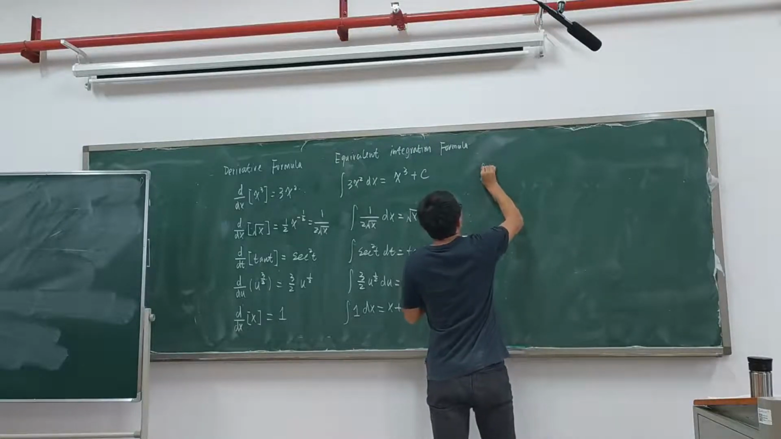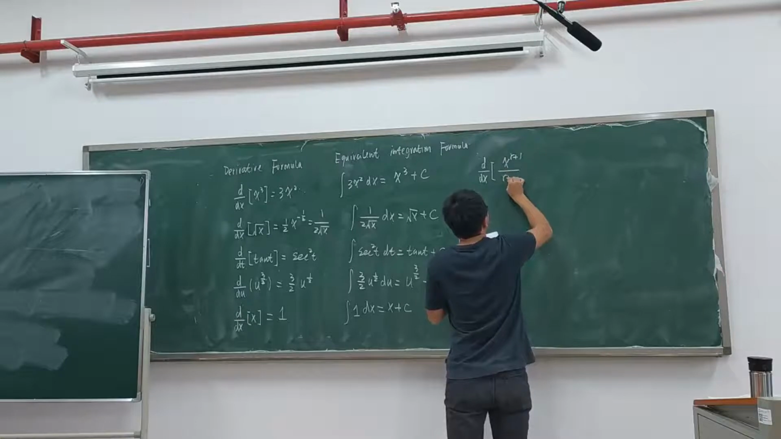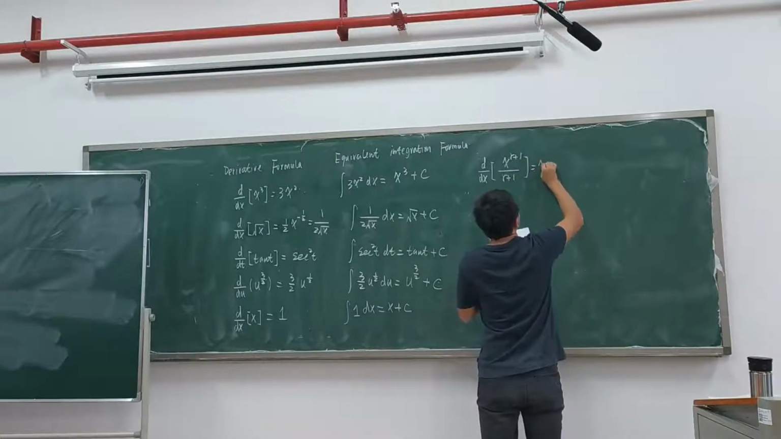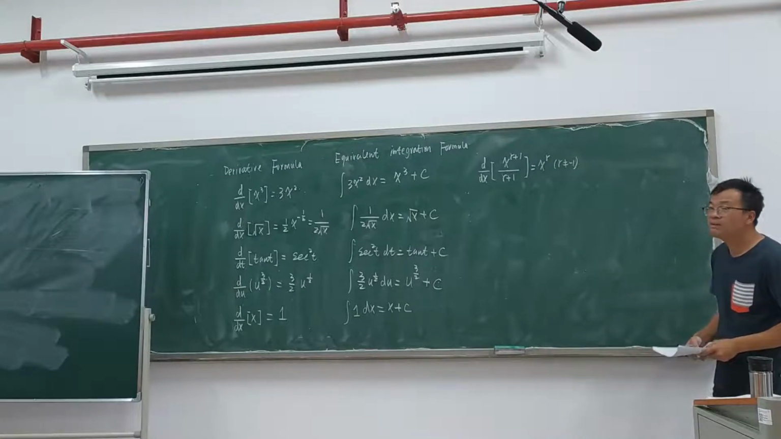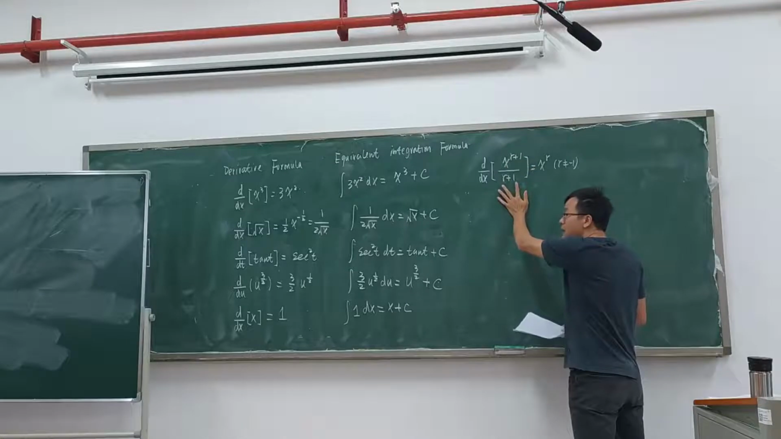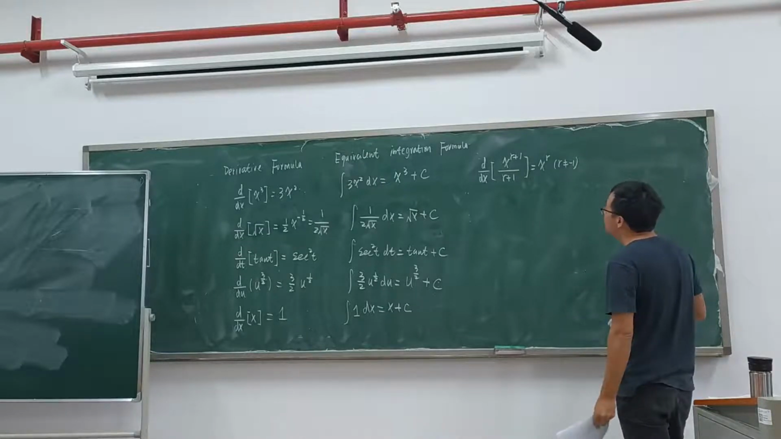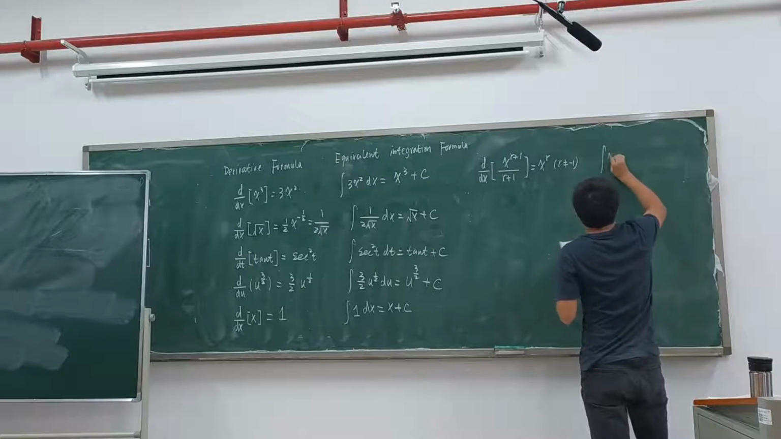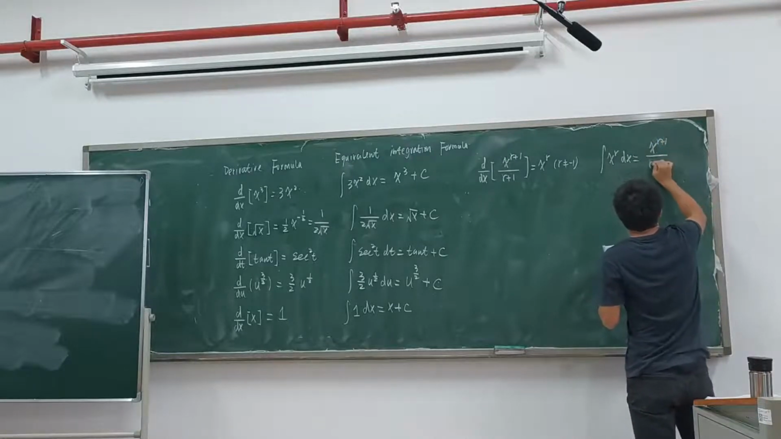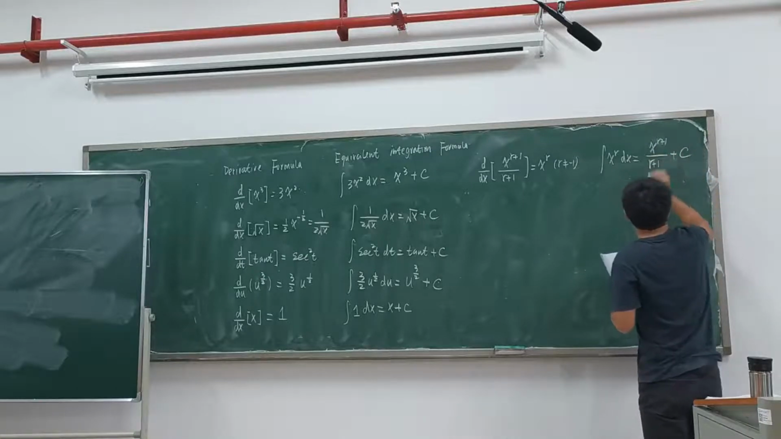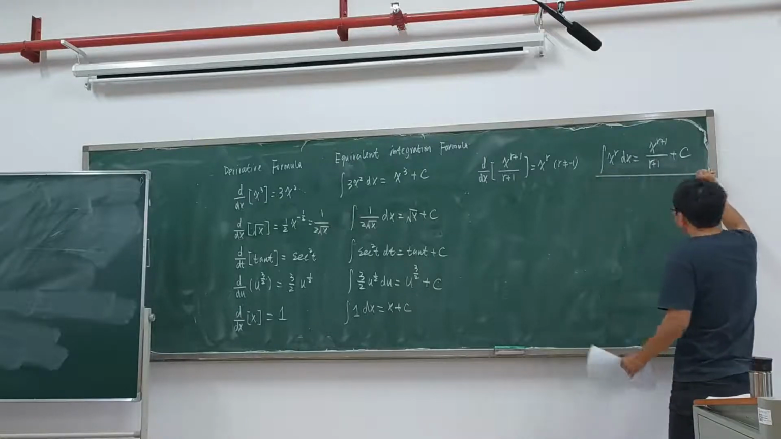And now for this one, d/dx of x to the power r plus 1 divided by r plus 1 equals x to the r power, where r is not equal to minus 1, okay? So the equivalent integration formula is the integral of x to the r power dx equals x to the r plus 1 power divided by r plus 1, plus c, okay? This formula you of course need to remember. So how to remember it?